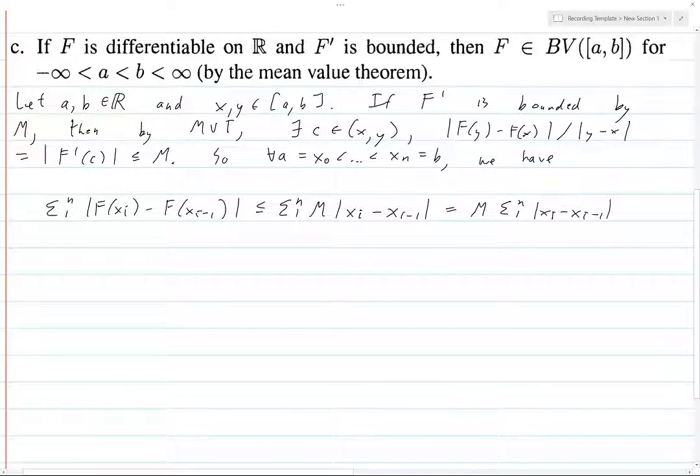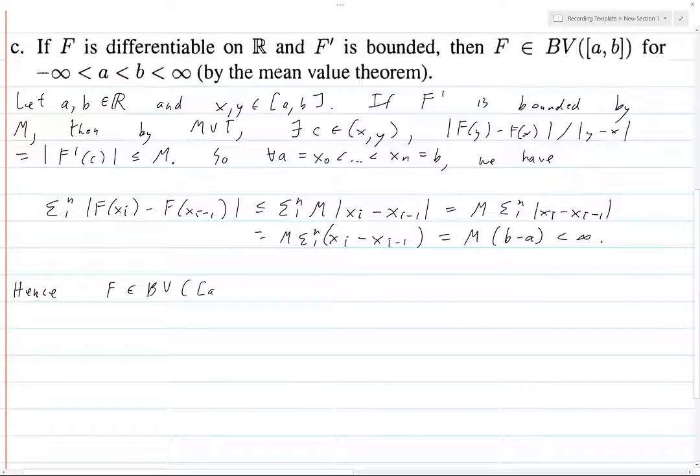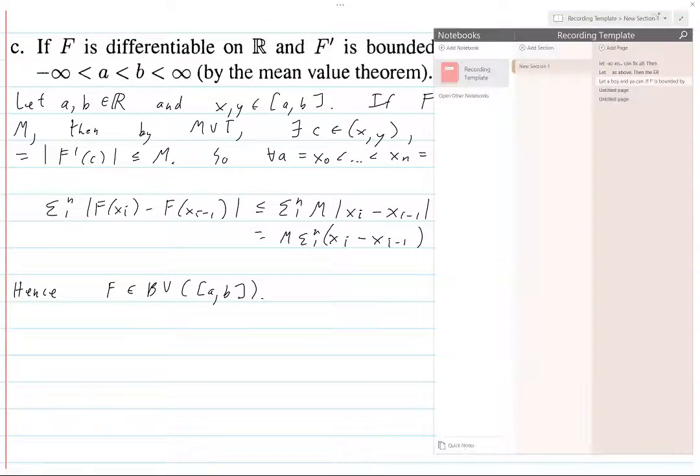But of course, x_i is greater than x_{i-1}. So again, this is equal to the sum from 1 to n. I guess I could have combined some of these steps, but oh well. Then this is of course telescoping again. So what we're going to end up with is M of b minus a. And this is less than infinity. Hence, f is in BV[a,b]. Alright, so that takes care of part c.